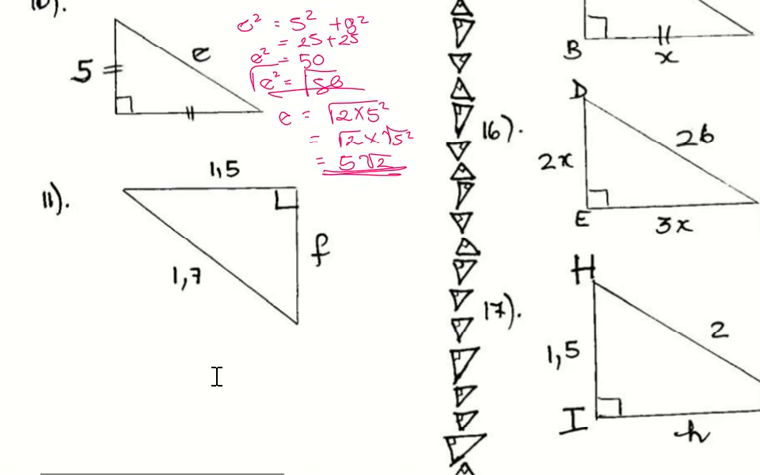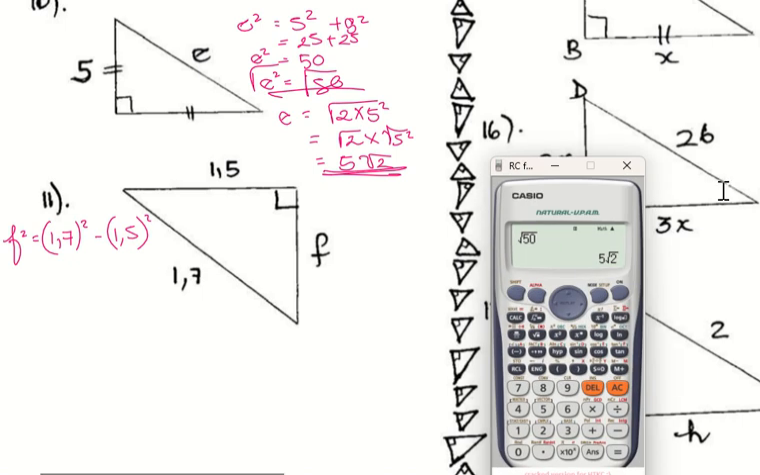Question 11, we have the hypotenuse. The hypotenuse is 1,7. So we're going to say f squared is equal to 1,7 squared minus 1,5 squared. Now I can do this without the calculator, but I'm a little bit lazy today. It's almost Friday and almost weekend, so I'm going to go to the calculator just for time's sake. Also practicing my calculator skills, I'm going to say 1.7 within a bracket, I close the bracket and I square that.